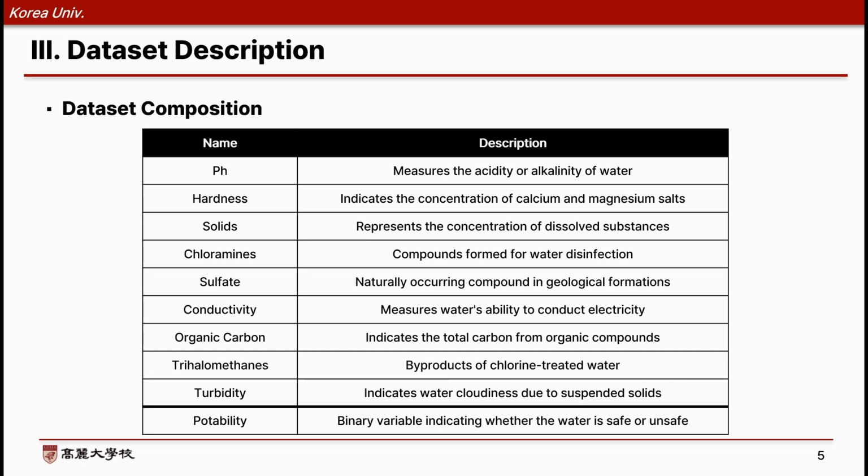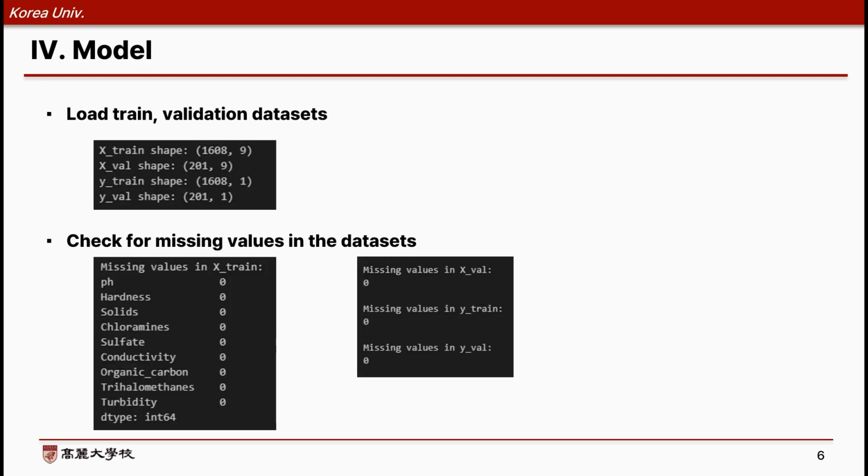The following is a description of the dataset composition. This dataset consists of 9 different attributes related to water quality, which will be used as input data. First, the target data, potability, which indicates whether the water is safe for human consumption, will be analyzed. Now I will explain the model.